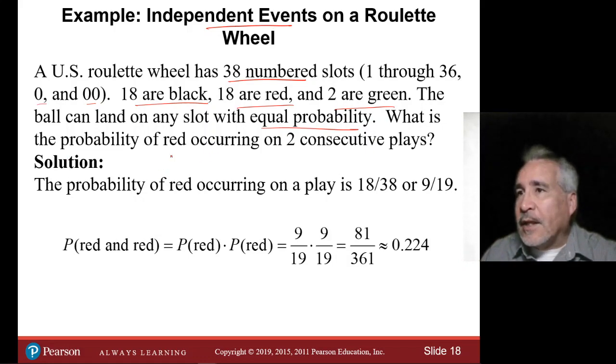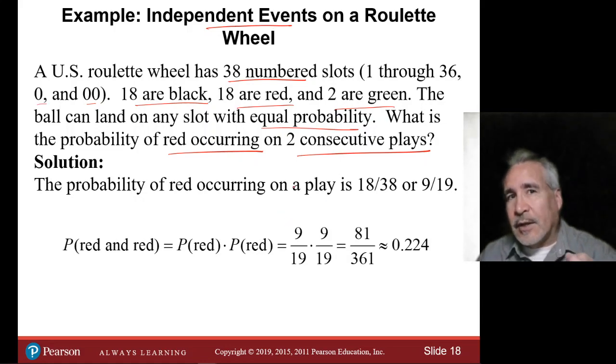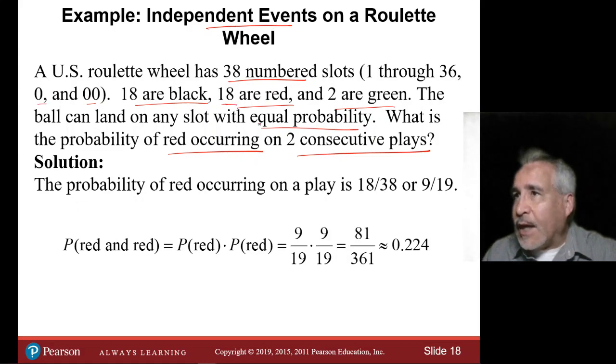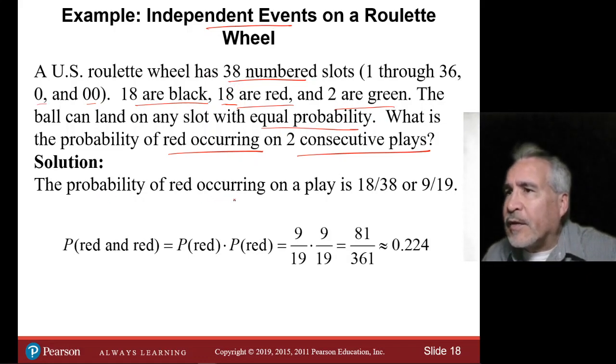What is the probability of red occurring on 2 consecutive plays? So, getting red 2 times in a row. Now, are those independent? I do it the first time. Has that changed the probability? No, because when I do it again, the wheel's the same. It still has the same probability of landing on any particular slot. So there are 18 reds, and there are 38 slots. The probability of a red occurring on a play is 18 out of 38.